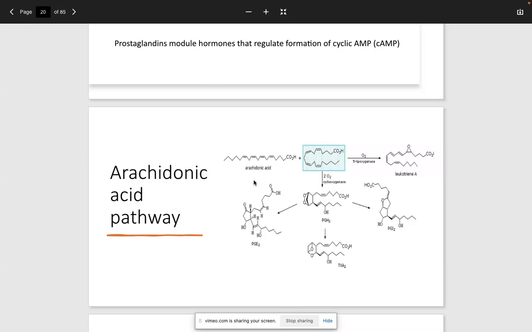So the arachidonic acid pathway activates cyclooxygenase, which produces something called prostaglandin E2. Whenever you take ibuprofen, it inhibits this cyclooxygenase, which prevents the production of this prostaglandin. Therefore, you don't get the headache.